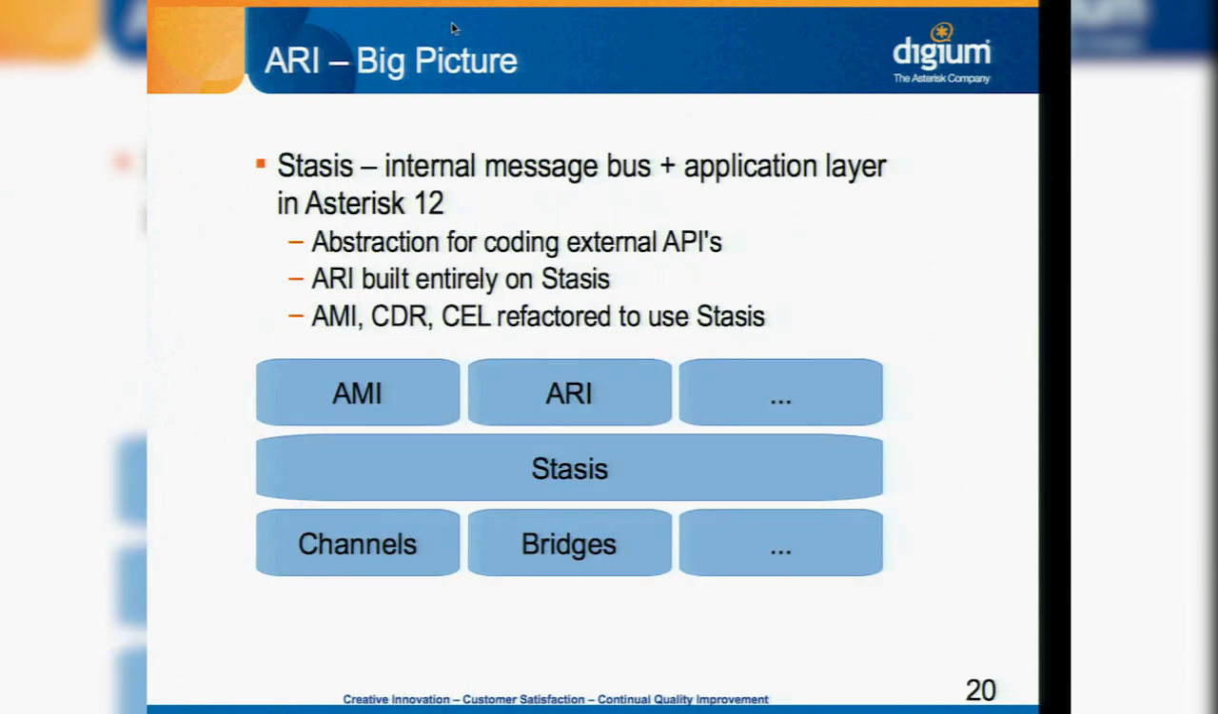Another thing I wanted to talk about: it may seem a bit odd that you enter the Stasis application in order to send something off to ARI. Stasis is an abstraction that we introduced into Asterisk 12, and it's an abstraction we're going to use for coding external APIs from now on. It has done a tremendous job in giving us consistency between our interfaces. If you look at the work we did on improving AMI, AMI is now much more consistent with itself, which is good. But it's also consistent with the messages that you will see coming out of Stasis, or coming out of ARI, because they're both built on top of Stasis.